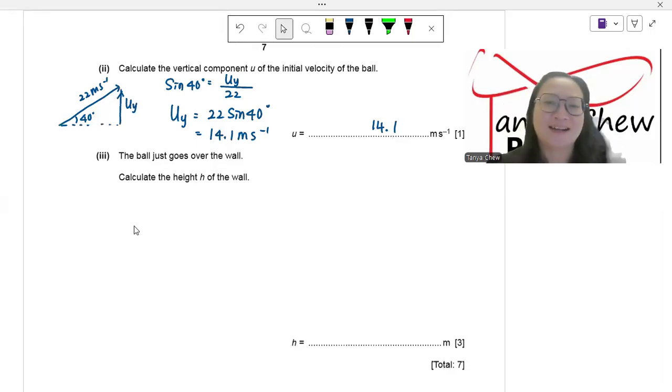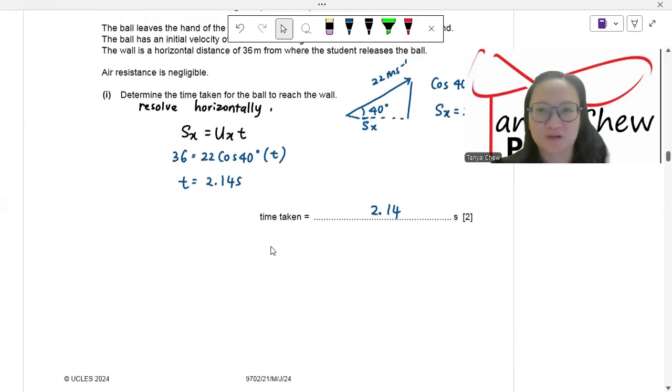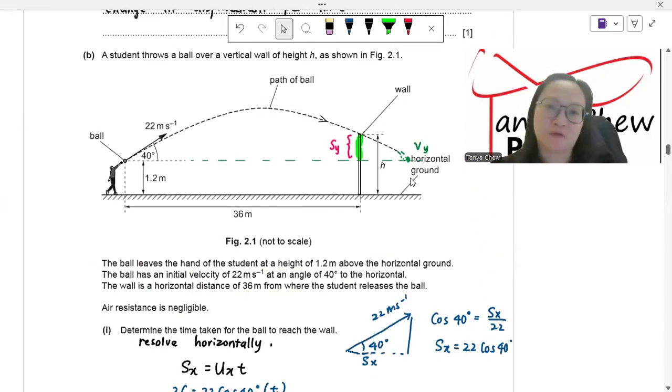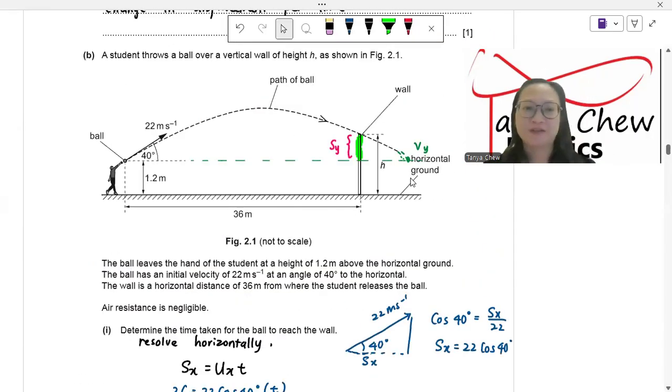Now the third part may be a little bit challenging because the ball just goes over the wall. Calculate the height of the wall. Wow, it goes over the wall. Now you see that the ball is being thrown at a certain height already. It's not from the ground, which makes things more complicated.